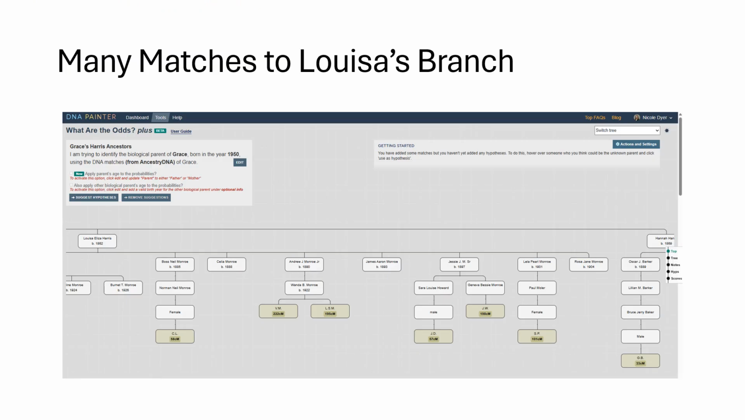I noticed that many of the matches that I found for Grace were through James Harris's daughter, Louisa. And so there were a lot of matches, and these were higher matches as well, sharing over 100 and under 300 centimorgans of DNA. So I started noticing a pattern, which caused me to develop a hypothesis that perhaps Grace also belonged as a descendant in Louisa Harris's line.